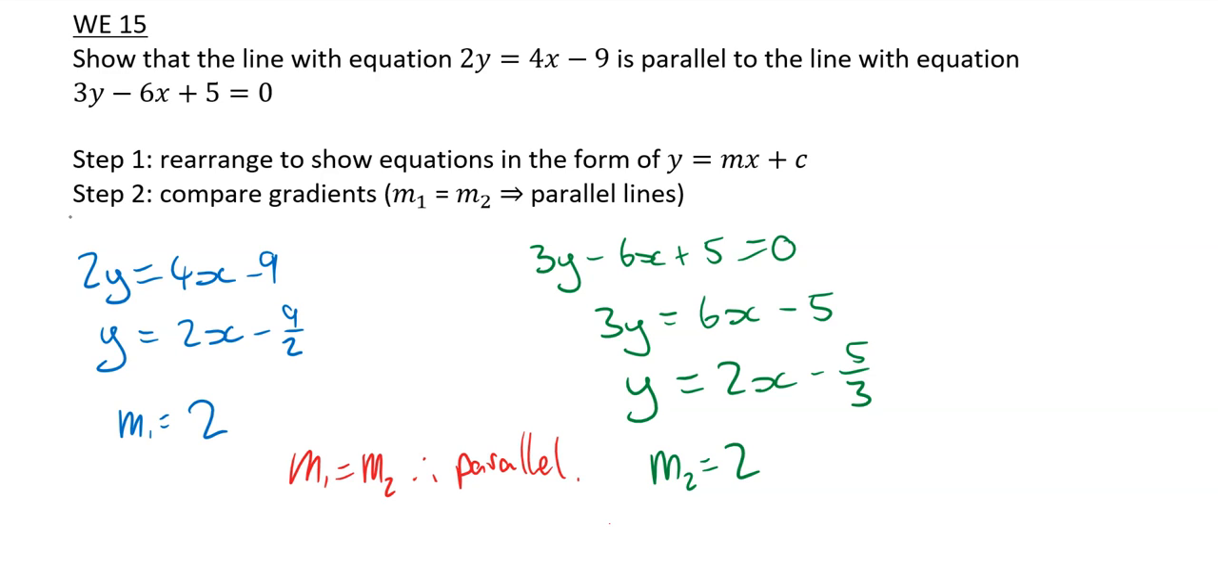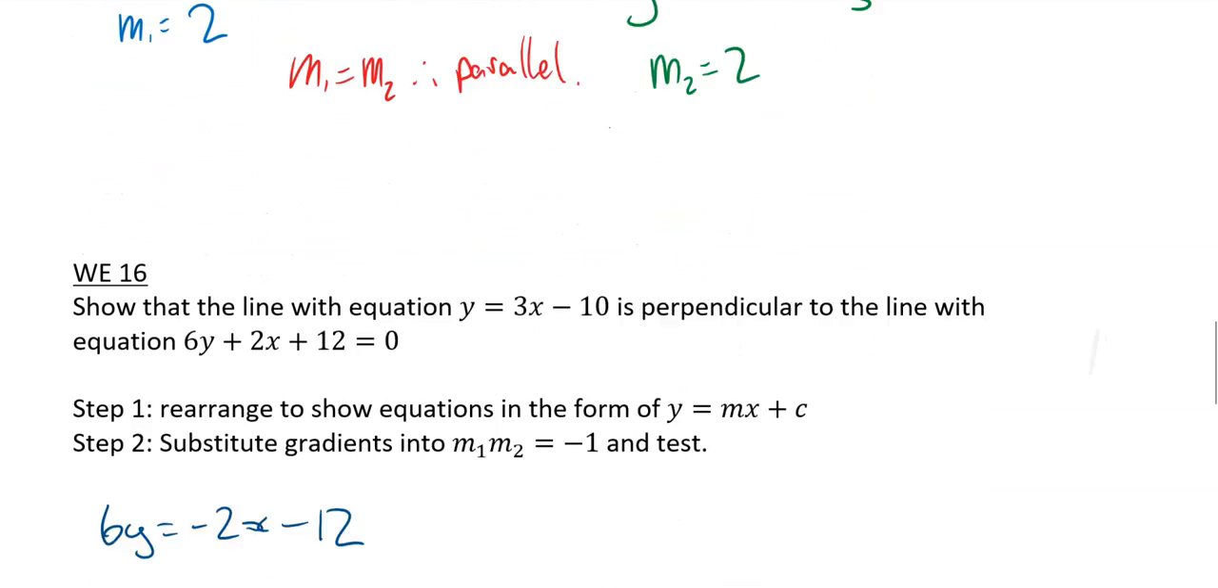But if they then asked, give an equation that has the same gradient but also passes through a certain point, well, then you've got a very specific equation. Yeah, then you're going to have to substitute those points into the equation. Yeah, that's right. Good question.